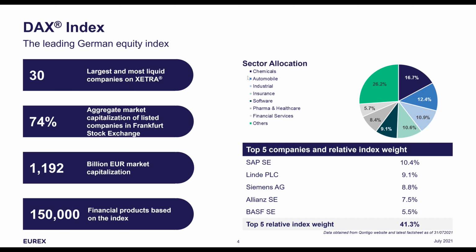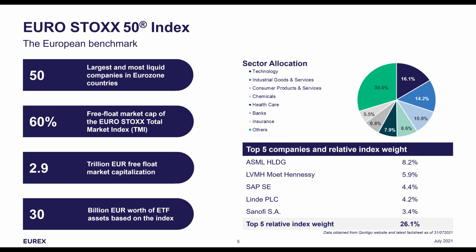On the next page, we're then switching over to the Euro STOXX, which is our second underlying on micro futures. The Euro STOXX is technically the same as the DAX. The difference is that it's not only on German companies, it's also on European companies, and it includes the 50 biggest or 50 largest and most liquid companies in the Eurozone. In the Euro STOXX are companies named like LVMH, so Louis Vuitton, ASML, or also SAP, Linde, or Sanofi.